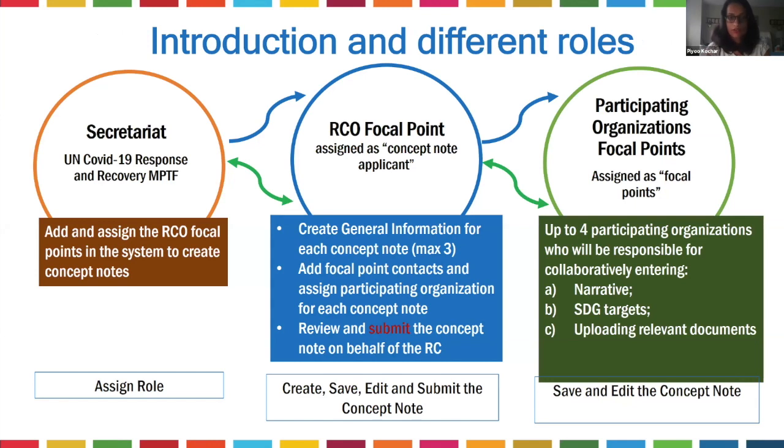The other thing to recognize is that as the concept note applicant for the RCO focal point, you are the first person who can create what we call the shell, or the general information outline of the concept note. And this is important because this is where you will pick the participating organizations for each of the concept notes. And as you would have already seen in the call letter, there are a maximum of 3 concept notes per country that can be submitted, 1 for funding and 2 for pipeline. And the caps, etc., are referenced in the call letter. So I'd recommend that you look at that.